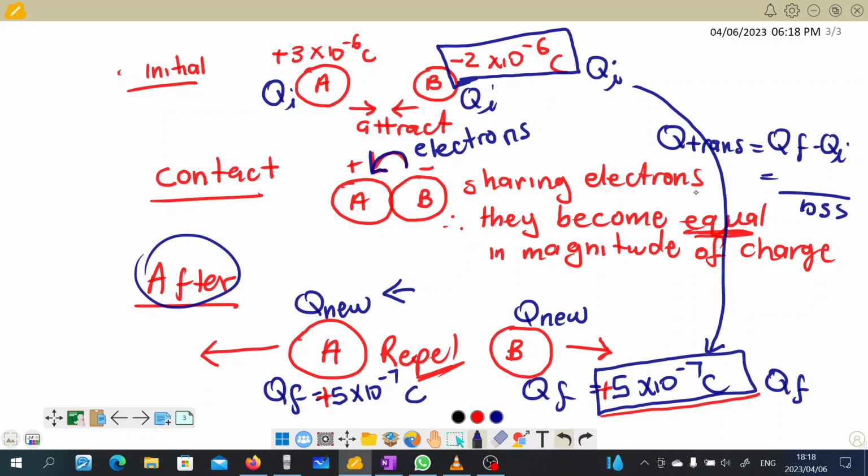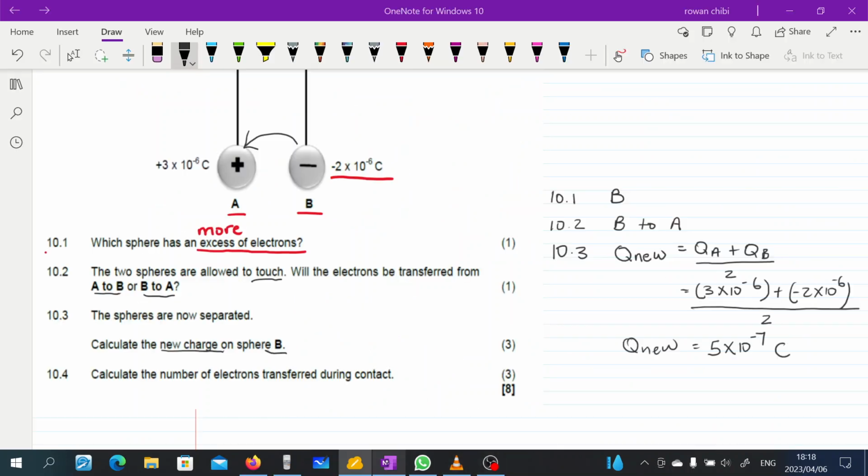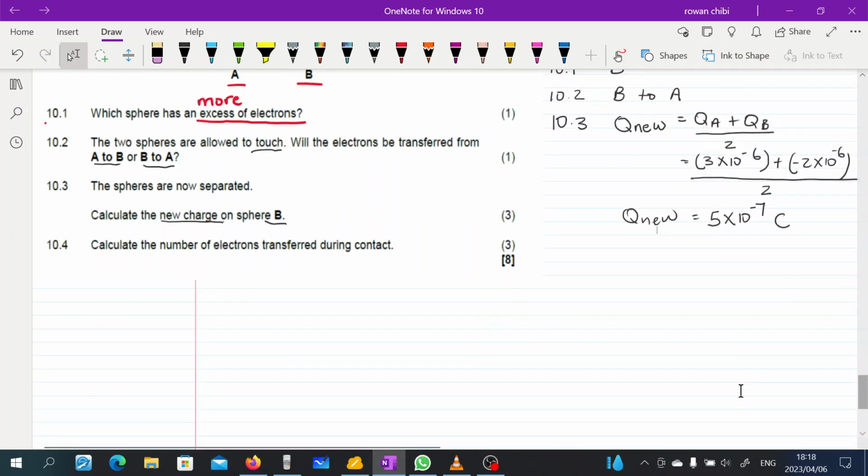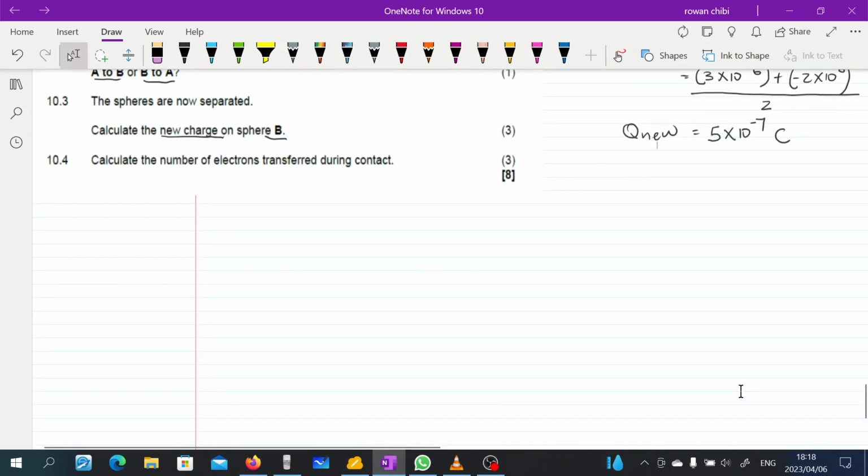So let's find that Q transferred. How much charge was transferred? So we do that one first. So we say, 10.4, Q transfer. We are talking about B now. Q transfer is Q final minus Q initial for B. We need to know we are talking about B here because it's B that lost electrons.